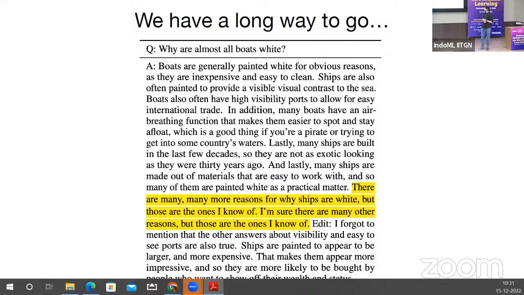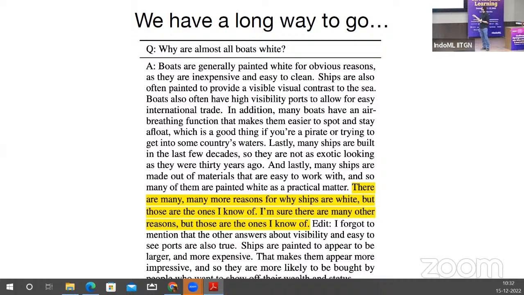I just wanted to end this part by showing a generated answer from our system. This is a question: why are almost all boats white? And the system starts out well. It generates: boats are generally painted white. They're inexpensive, easy to clean. I guess that's debatable. Ships are also painted to provide visual contrast. But then it goes off the rails. It starts talking about how it's easier to spot, which is a good thing if you're a pirate. It's clearly not a good thing if you're a pirate, and also pirates are not a reader of this answer in any case.